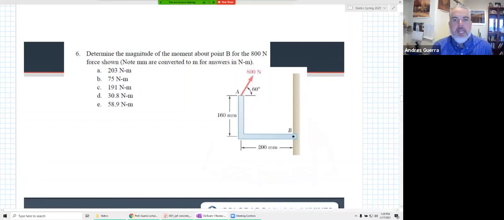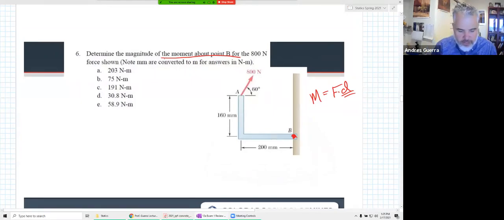Okay, now on to moments. We're asked to determine the magnitude of the moment about point B for this 800 Newton force shown. And so what's our process for moments? If we're trying to find a moment about point B, we know the equation is M equals F times D in general, right? Where D is that perpendicular distance.